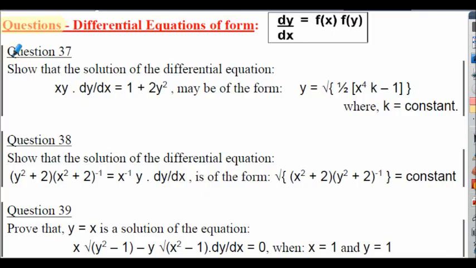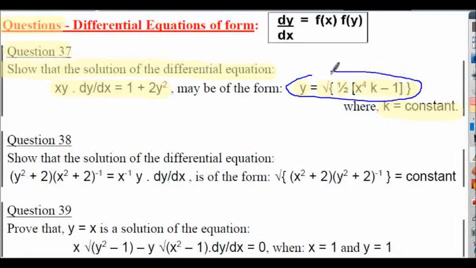Questions continued. The slide shows questions 37 to 39. These are expressed slightly differently in that they state to show that or prove that a given solution is correct. So in question 37, it states show that the solution of the differential equation, stated here, is of the form y is equal to the square root of, in our curly bracket, a half multiplied by, in this second bracket, x to the power of 4 multiplied by k minus 1, where k is a constant. So essentially we are given the answer in the question this time, and we have to show that it is indeed the correct solution.